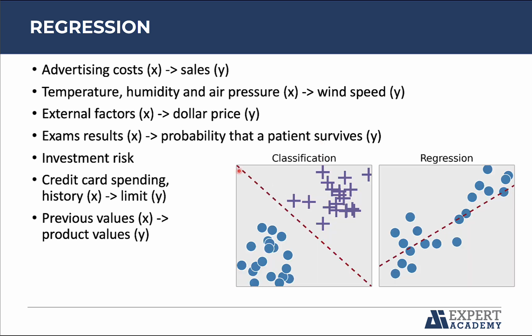We can see here this image. In classification, we need to identify the classes. On the other hand, in regression, we need to predict numbers.